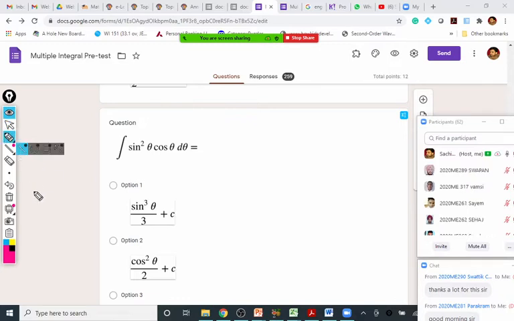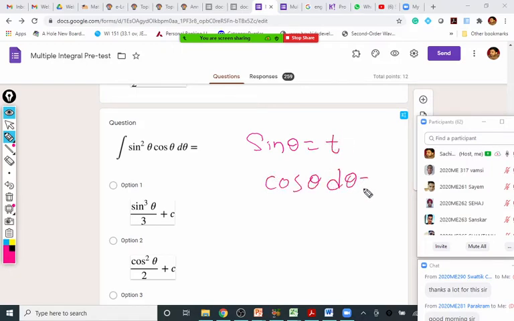Yes, first option. Correct. Again, the substitution method will work. If you observe, sine theta is t, then cos theta d theta is dt. So it becomes the integral of t square dt, that is t cube by 3. T cube by 3 means sine cube theta by 3, and that is the answer.